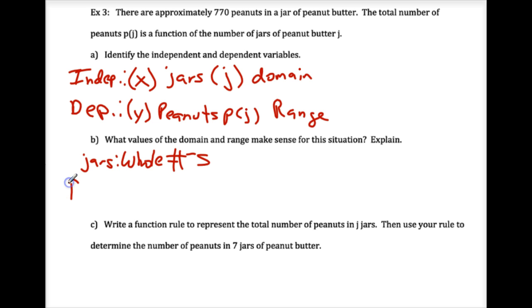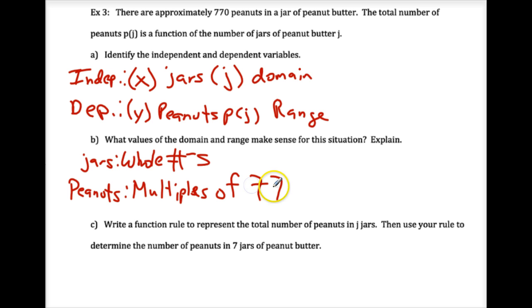So for peanuts, our dependent variable, what are the only values you could have for this? 770, 1540. How about this? Can we write it this way? Multiples of what? 770.